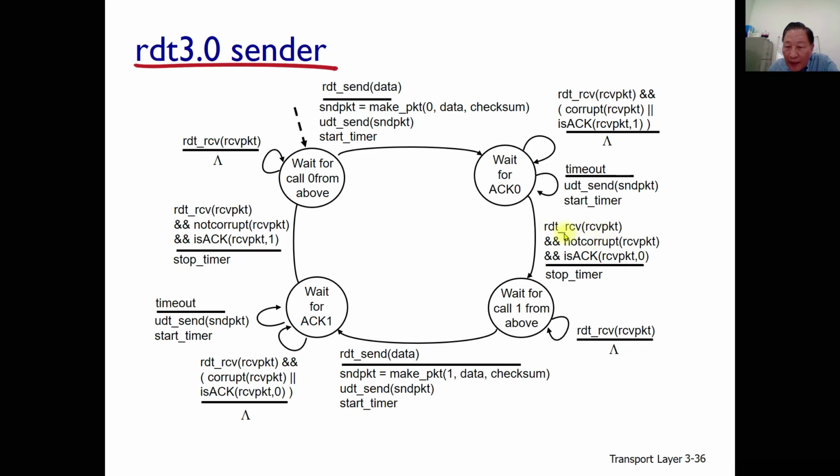And this one is the event. Not corrupt, acknowledged, okay, and everything is successful. Then this one is okay. I'll stop the timer, and it is moving to another state. It is going to the next sequence number because we are using 0 and 1 sequence numbers.